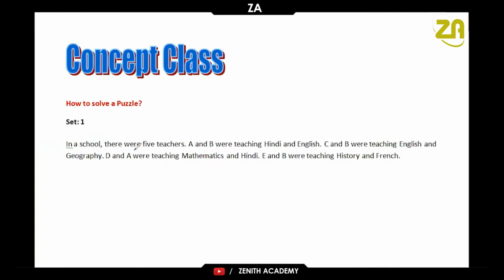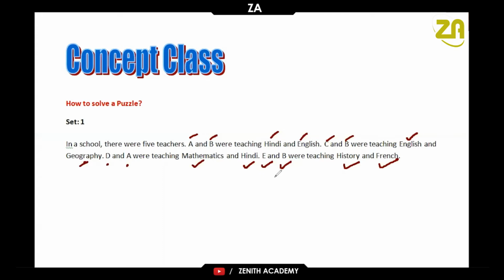In a school, there were 5 teachers. A and B were teaching Hindi and English. C and B teaching English and geography. D and A teaching mathematics and Hindi. E and B teaching history and French.